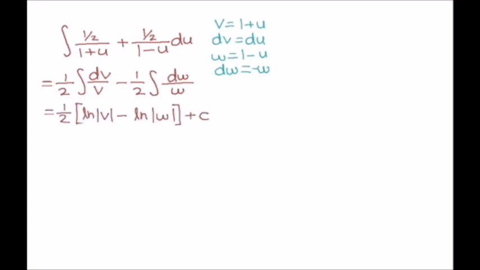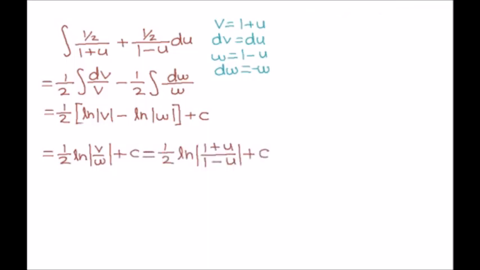So starting off with the natural log rule of natural log a minus natural log b equals natural log a over b, and then plugging in our respective u-subs, we get 1/2 natural log of 1 plus u over 1 minus u. And plugging in u equals sine x, we are left with the following. Now from here, we can pretty much leave the answer as this. But for the sake of simplicity, we should go even further.